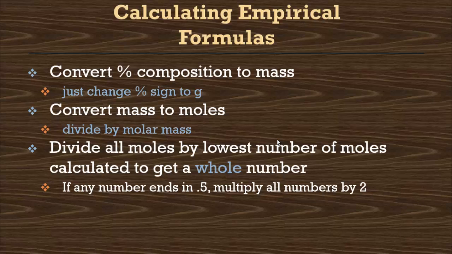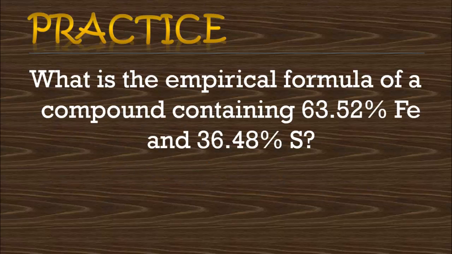However, because we are dividing, we may not always get nice round whole numbers. We're going to get some that end in decimals. If any number ends in 0.5, we are going to multiply all of our numbers by 2. So let's practice. It's easier to show it than to just talk about it.